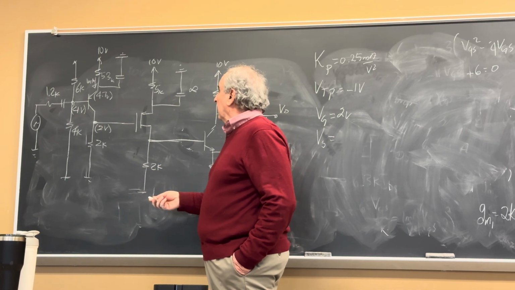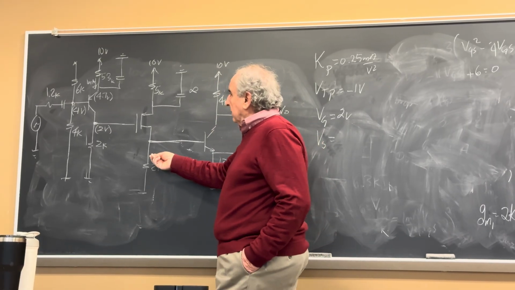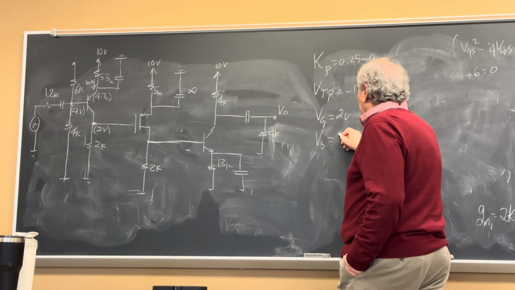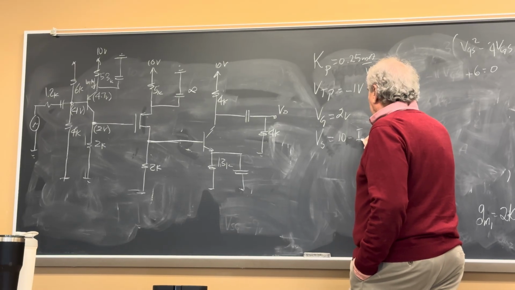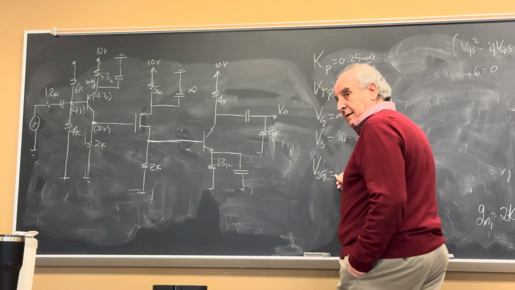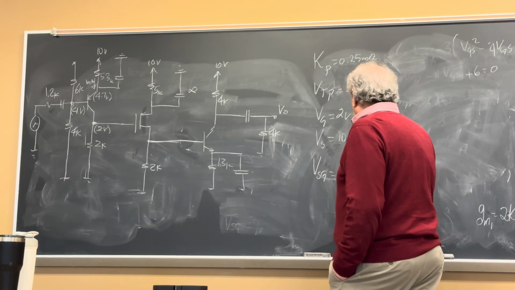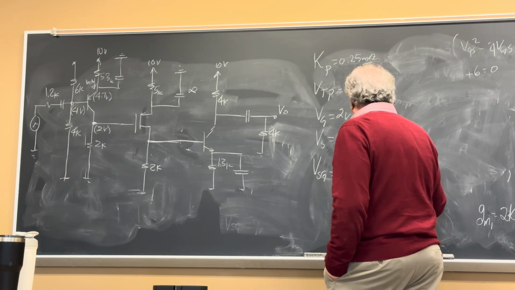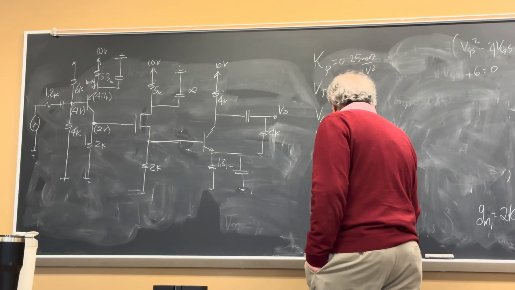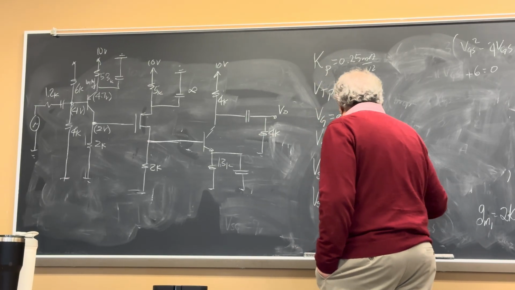It would be 10 minus 5K? No, I'm not done there. VS is what? 10 minus 5K times IDS. Now, what is VSG? That's what you have to solve for, right? It says P channel. VSG would be 10 minus IDS times 5K, minus 2, so that'd be 8 minus 5K times IDS. This is VSG, not IDS, ISD.